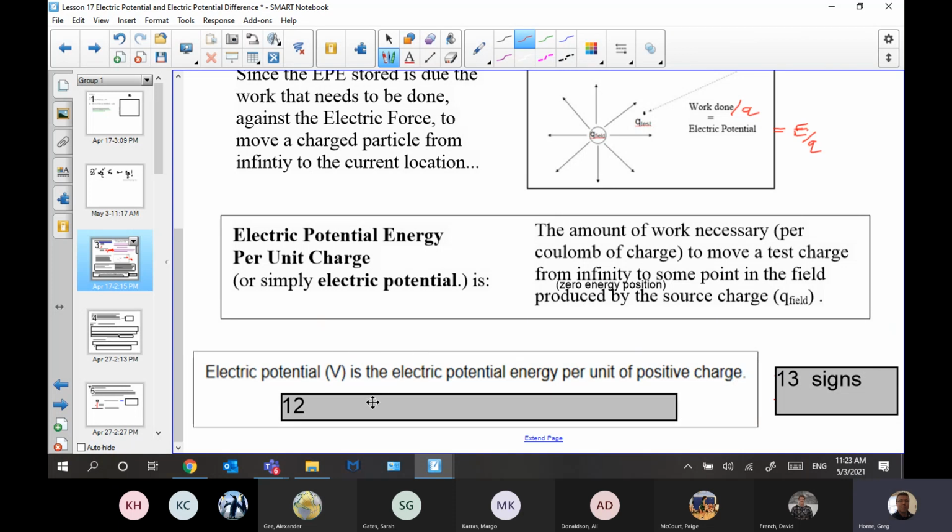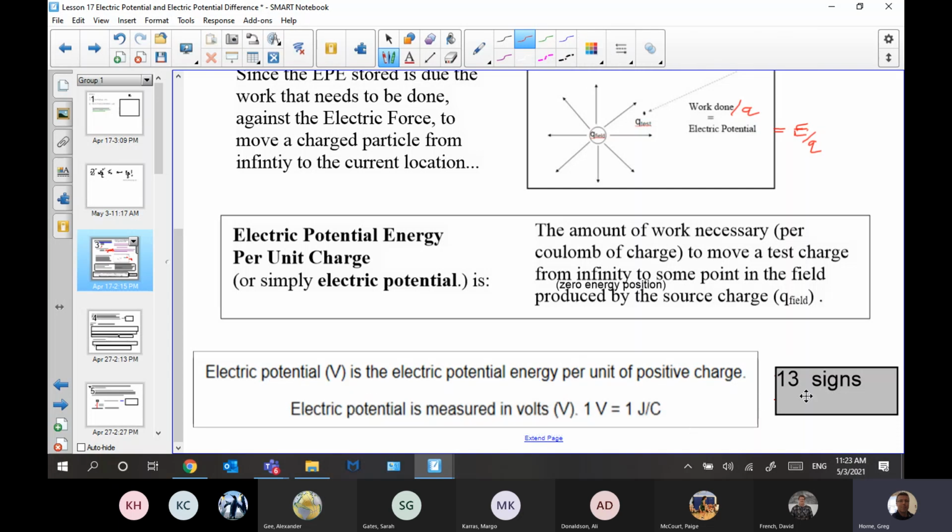So electric potential, what do we have here? Electric potential V is electric potential energy per unit of positive charge. So 1 volt is when you have 1 joule per coulomb. It's going to be positive for repulsion as normal and negative for attraction. I'll let you copy that down.